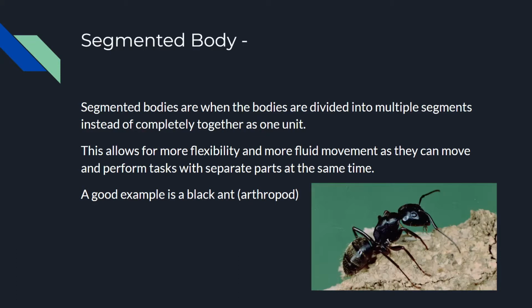And the final step that we have here is the segmented body, which is when the body is divided into multiple segments instead of completely together as one unit. This allowed for more flexible and fluid movements, as they can move and perform tasks with separate parts at the same time. A good example of this that you can see is a black ant, or arthropods in general, how each little section is divided and segmented.